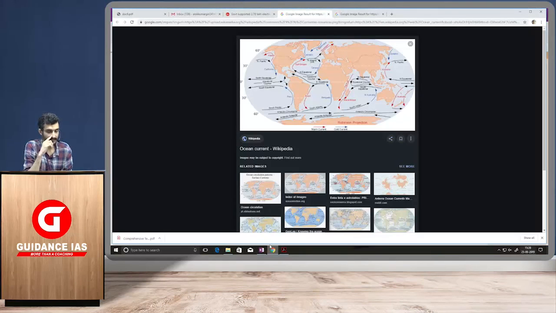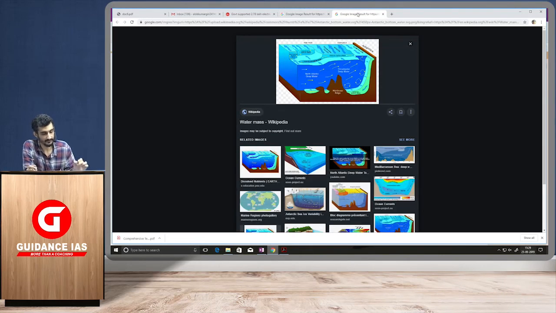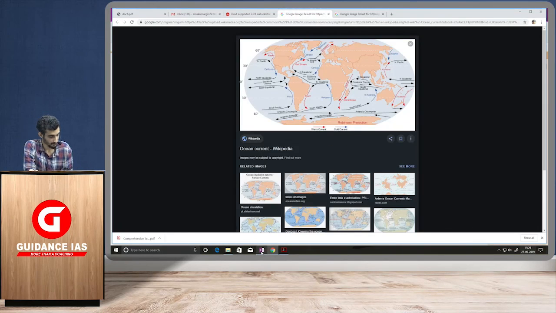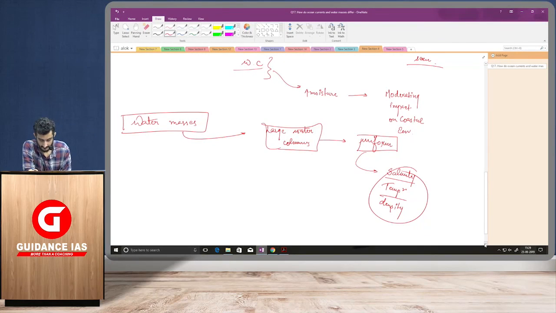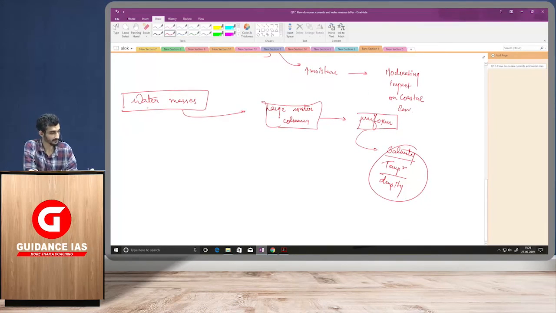You can also draw the respective diagrams for ocean currents. You can draw such kind of diagrams, or you can give small regional diagrams when you are discussing some points and you need to give examples. You can give regional diagrams, and for water mass you can give this kind of diagram in your answer. So moving ahead, after giving the maps and the diagrams, we have impact.